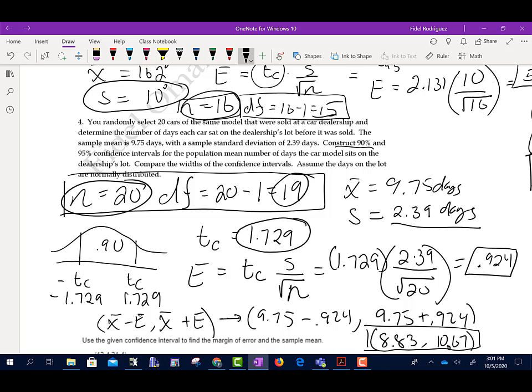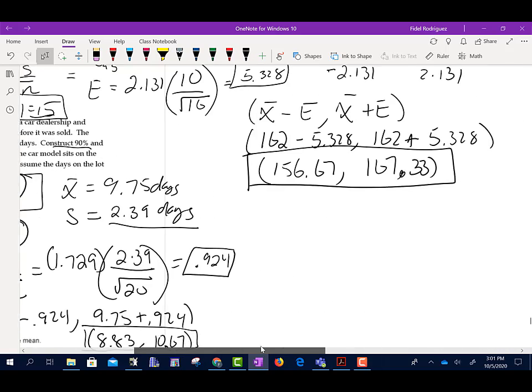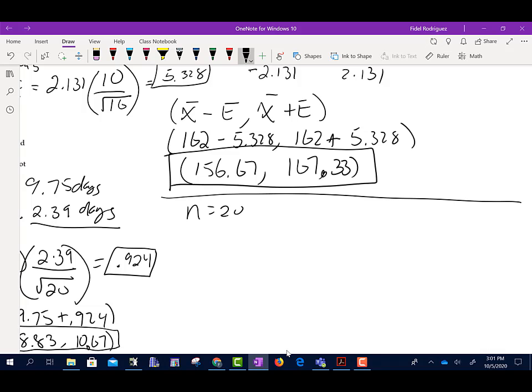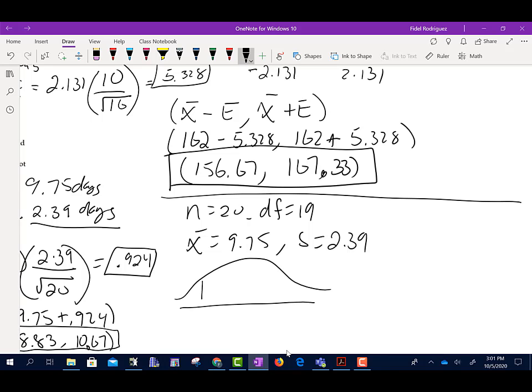All right, so now we're going to do the same thing for 95%. I'm just going to move my notes over to the right a little bit. My n was still 20, my degrees of freedom was still 19, my x bar was still 9.75, and my sample standard deviation was still 2.39.